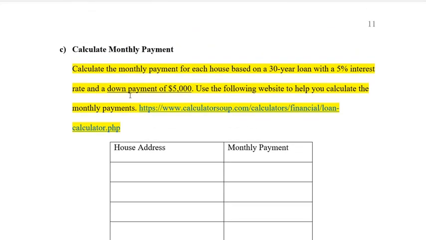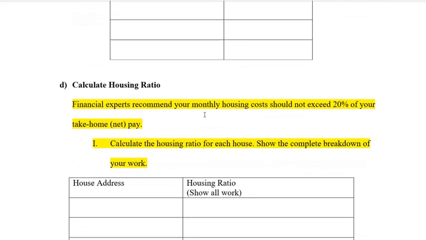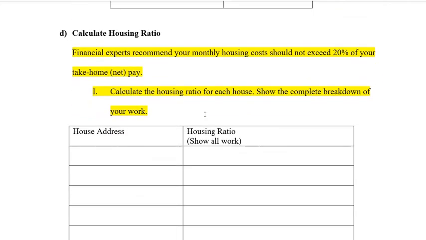Okay, so this part involves a calculation. Calculate the monthly payment for each house with 5%. Actually, I think Zillow does that now. But if it doesn't, all you have to do is go to this website. That's not something that you have to calculate on your own.